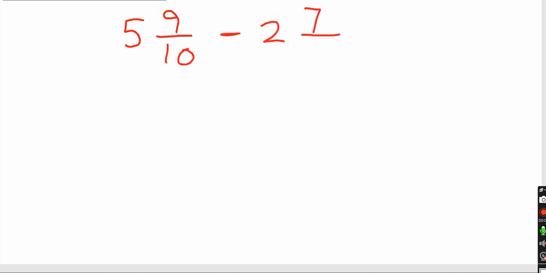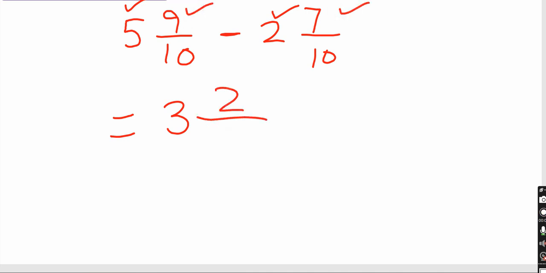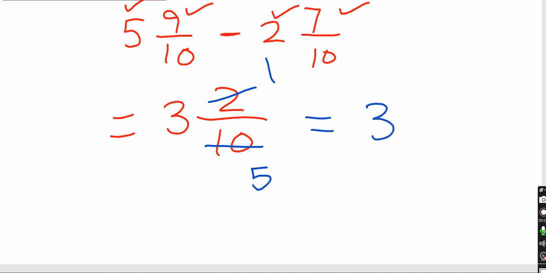minus 2 whole 7 by 10. So the whole number will subtract the whole number. 5 minus 2 is 3, 9. Here 9 minus 7 is 2, 2 by 10. And again we can cancel 2 and 10 with the same table. 2 ones are 2, 2 fives are 10, and it will become 3 whole 1 by 5.